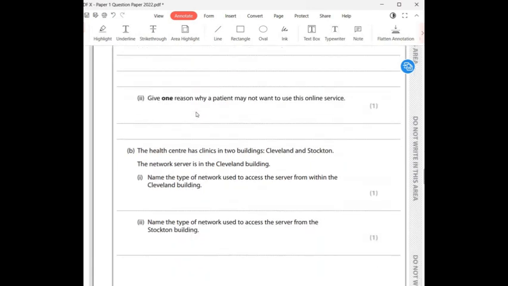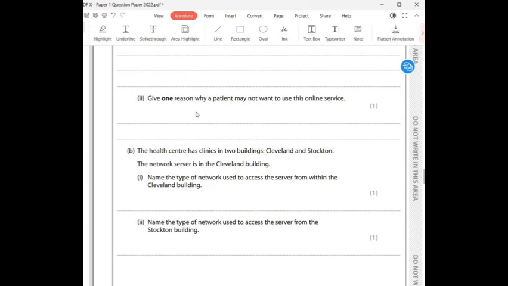Next one. Give one reason why a patient may not want to use this online service. They might not have access to the internet. They might not want to use it. They may not have the technical knowledge to use it. Might not have access to a device. May want a real person. Can't take physical measurements. Hacking or security. May not want to disclose personal information or have a physical disability that stops them using the service.